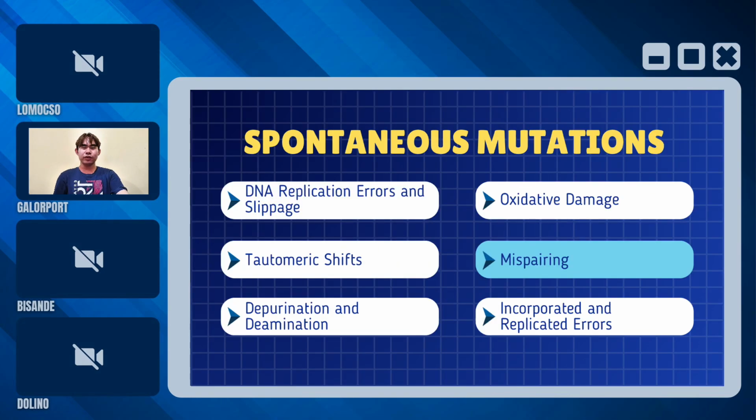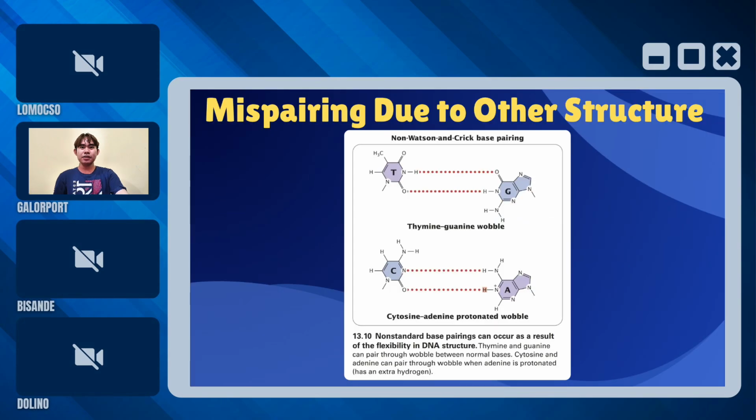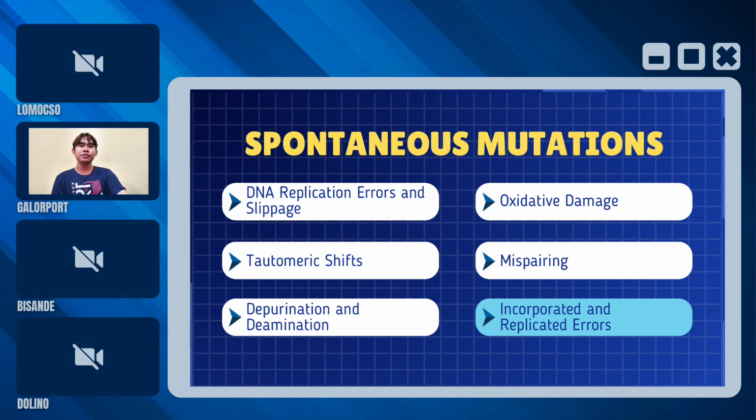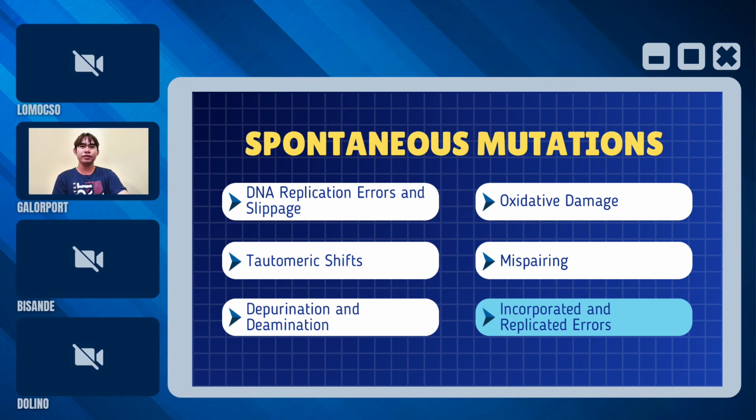Now let's proceed to the fifth one, mispairing due to other structures. Mispairing often arises through a wobble in which normal protonated and other forms of the bases are able to pair because of the flexibility in the DNA helical structure. These structures have been detected in DNA molecules and are now thought to be responsible for many of the mispairings in replication. In relation to wobbling, the last one is incorporated and replicated errors.